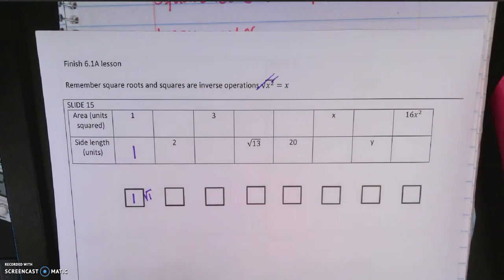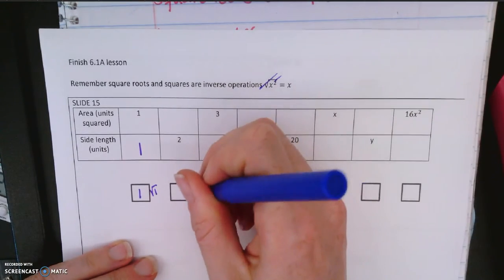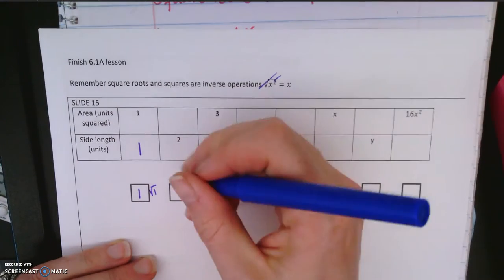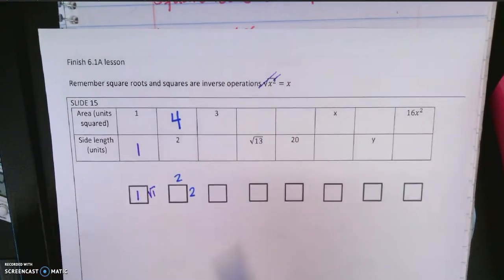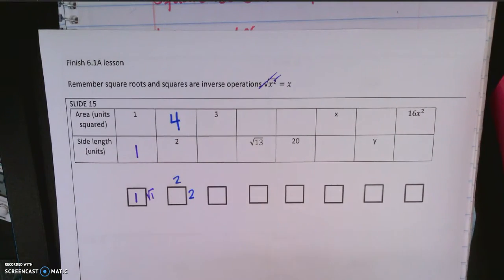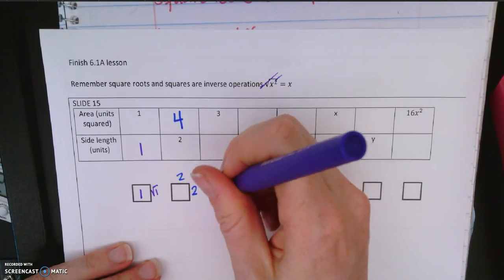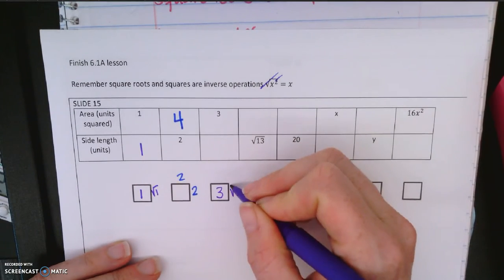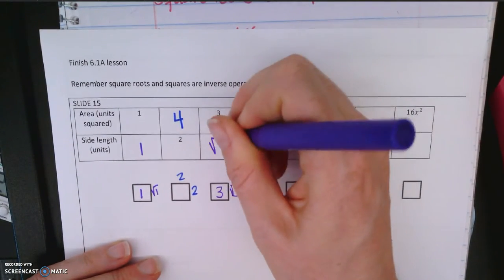If you have a side length that is 2 units, what do we do to a side length to get the area? That's right, square it, and that's how we get 4 units squared. If we look at the next one, if our area is 3, how do we figure out the side length? That's right, we just take the square root of the area.